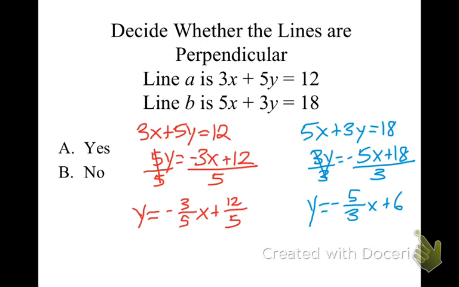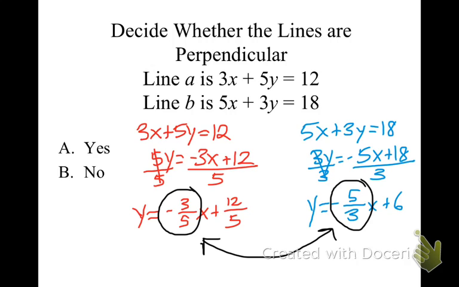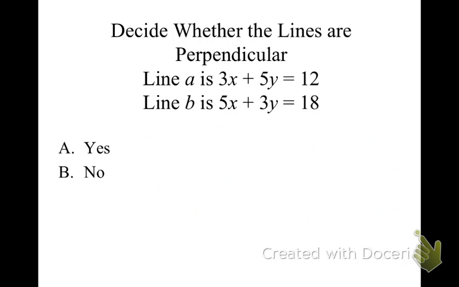So if we can compare their slopes, this is a slope of -3/5. Careful, this is also a slope of negative, but -5/3. While the numbers are reciprocals, they are not opposite. They're both negative, so our final conclusion, the lines are not perpendicular.